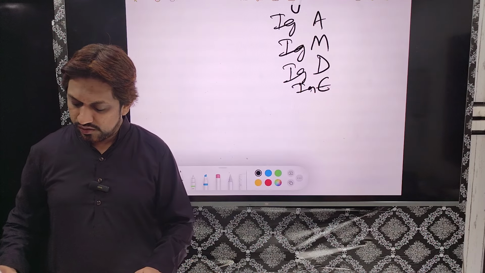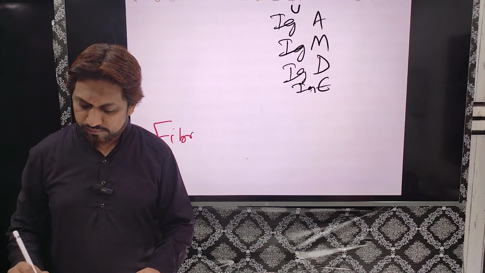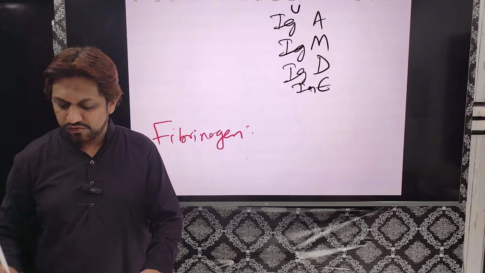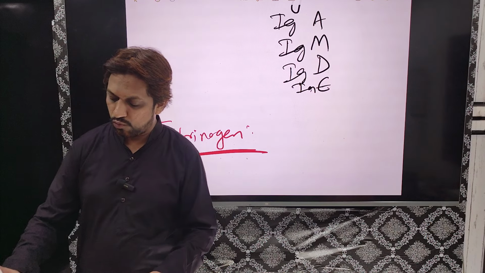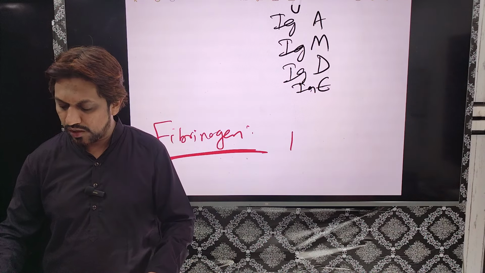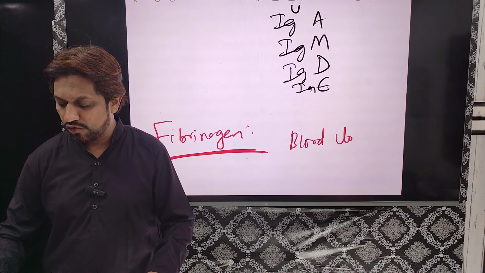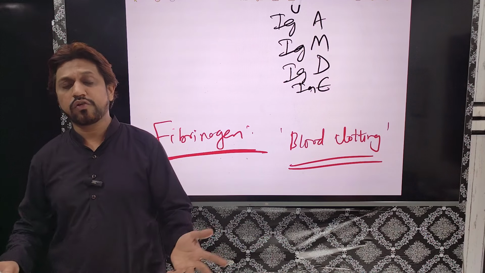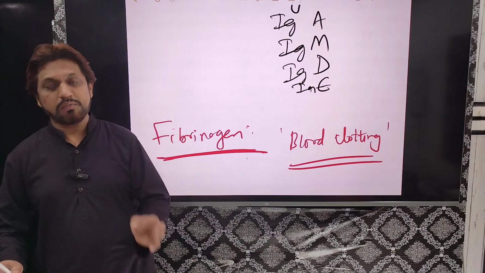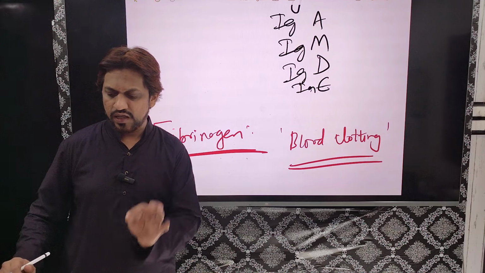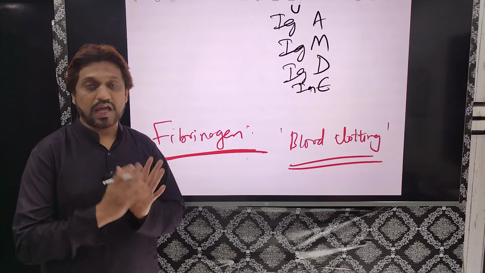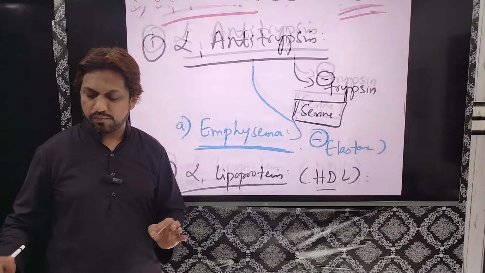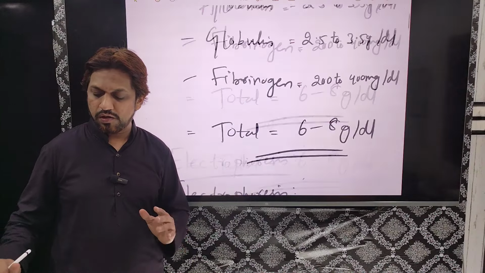Then finally fibrinogen, the last major plasma protein. Fibrinogen is clotting factor number 1, and it is helpful in blood clotting. Once again, time won't permit me to describe the mechanism of blood clotting in detail, which we are going to discuss in some other video. Remember, fibrinogen is a plasma protein that acts as a clotting factor and helps in blood clotting. So this is all about the functions of the plasma proteins and their normal values.